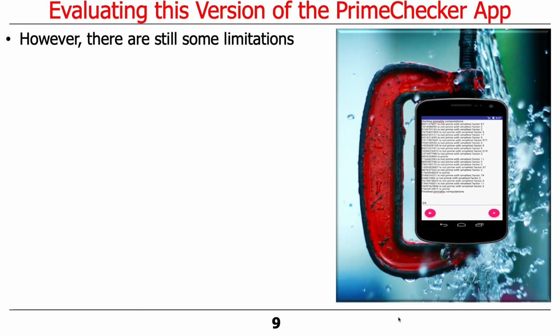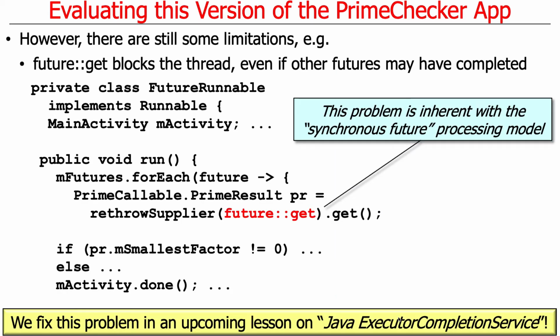But of course, there's still some limitations. Some of these limitations are shared by the executor service with the earlier executor implementation. Others are different. So one of the problems here is that the get method will block the thread even if the other futures may have completed. So remember, get will always block. You can use a timed call, of course, but same problem. How long do you time out? What do you do when you time out?